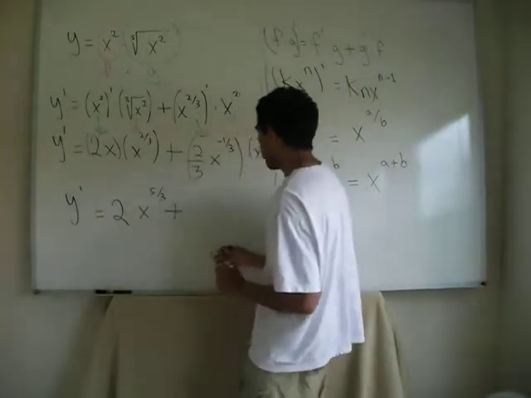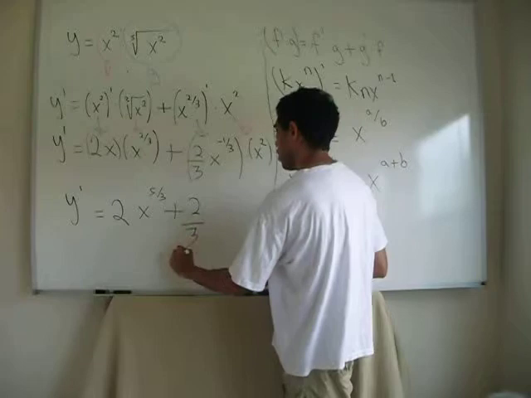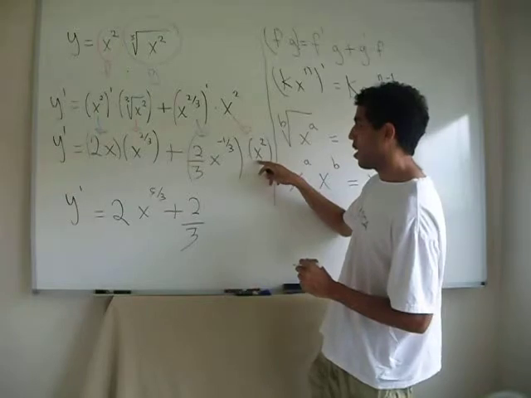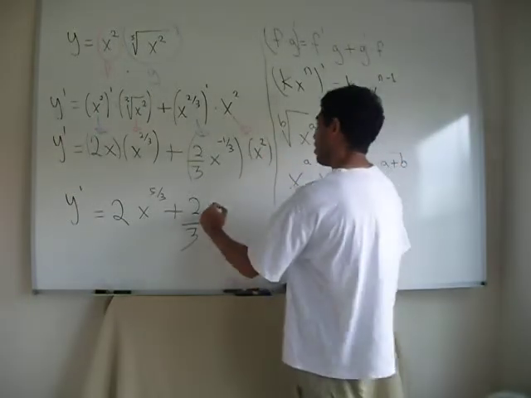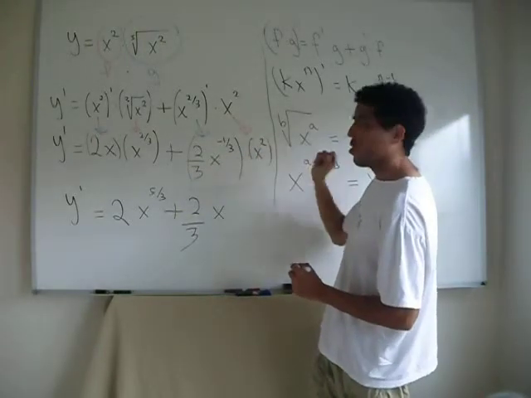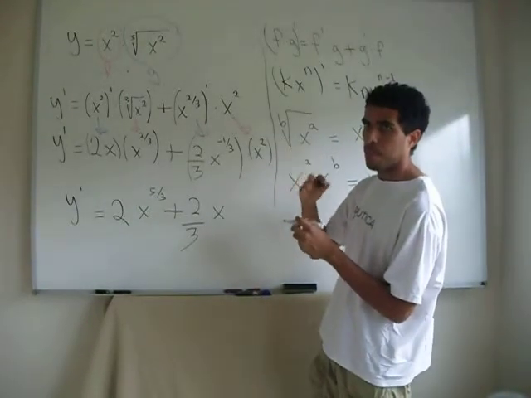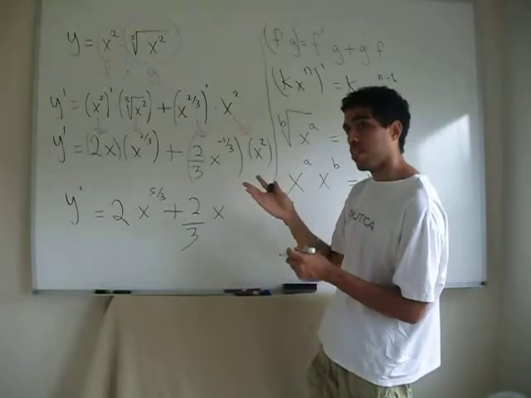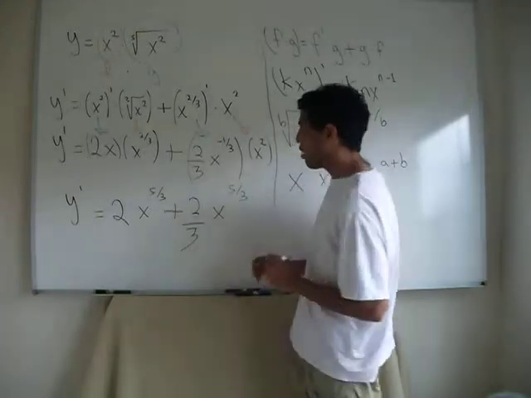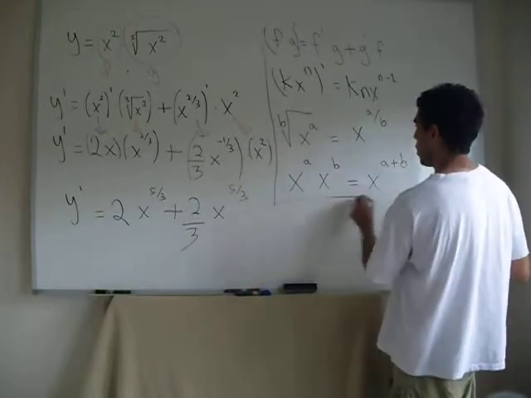Plus, same case here, 2/3 x powered to minus 1/3 times x squared is x to the a plus b. So minus 1/3 plus 2 is minus 1/3 plus 6/3, because 6/3 is 2. So 6/3 minus 1/3 is 5/3. And whoa, look at that. We can even do a common factor right there. Let's do it in the next line.